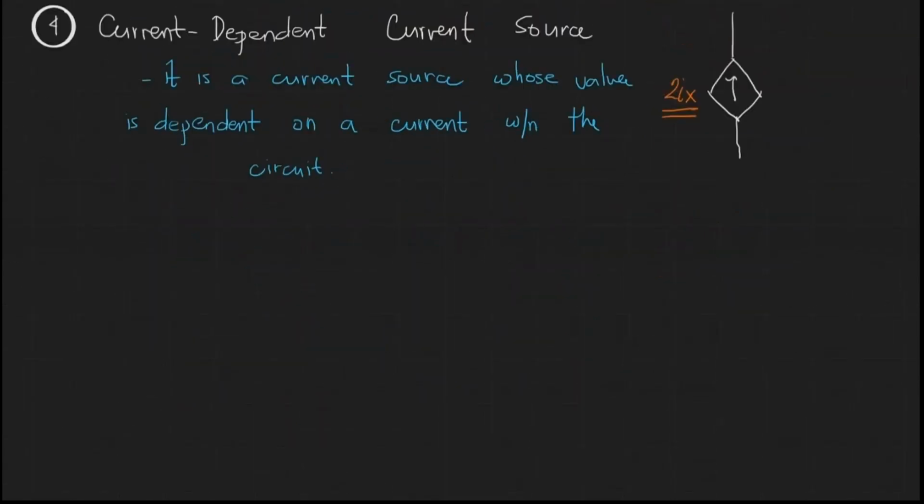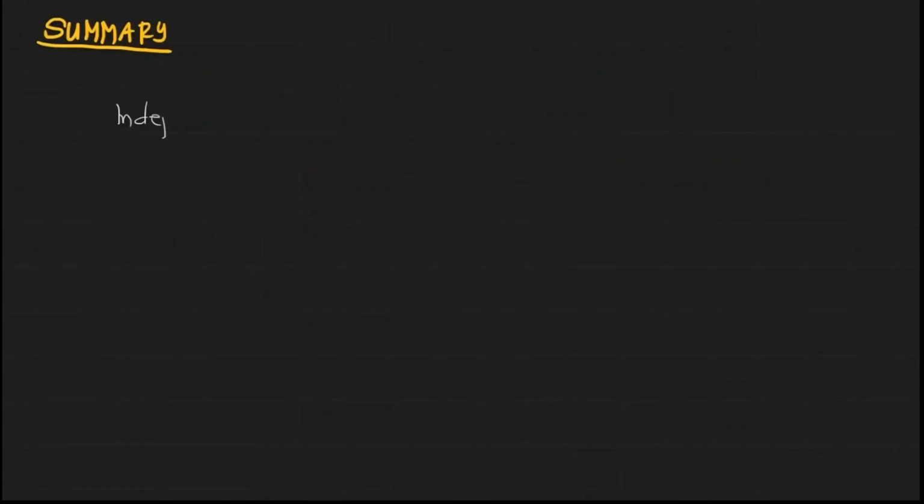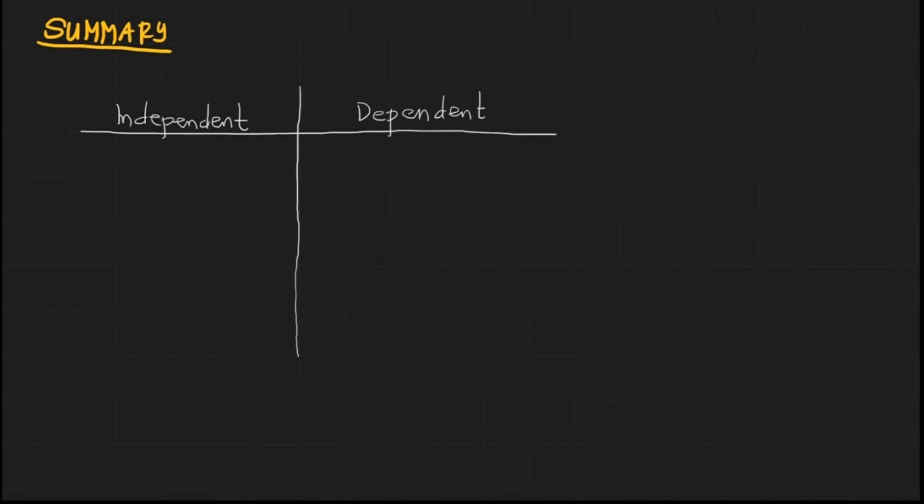So we will notice that it is 2Ix. So 2Ix means the value of this particular element or source is twice whatever the value of Ix is. So the summary of this particular discussion is that we have 2 types. We have the independent and we have the dependent.